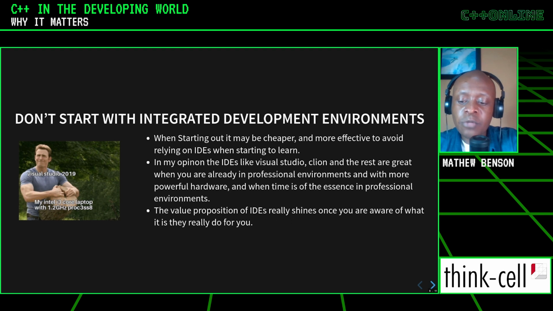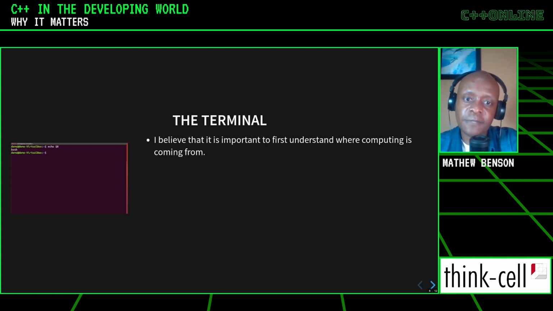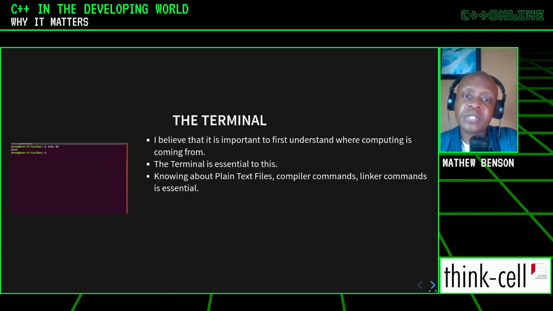So when you're starting to program, my suggestion is that you don't start with IDEs, but start with the terminal and a text editor. If you don't know what those are, search about it, research it. Get to know where the computing is coming from, because this is how programs used to be written.